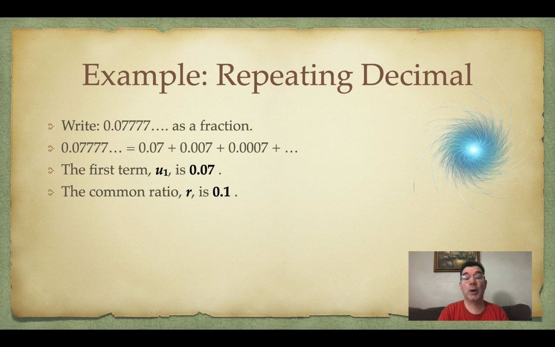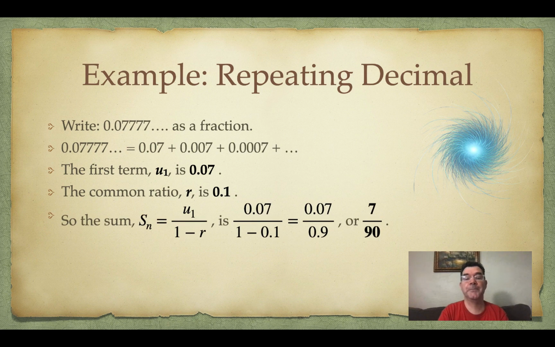So I have my U1 value, I have my R value, and I can plug those into the formula and get that the sum is 7 over 90. And if you wanted to check that, you could type 7 over 90 into a calculator and convert it to a decimal, and you would certainly get 0.07777 repeating as your answer.